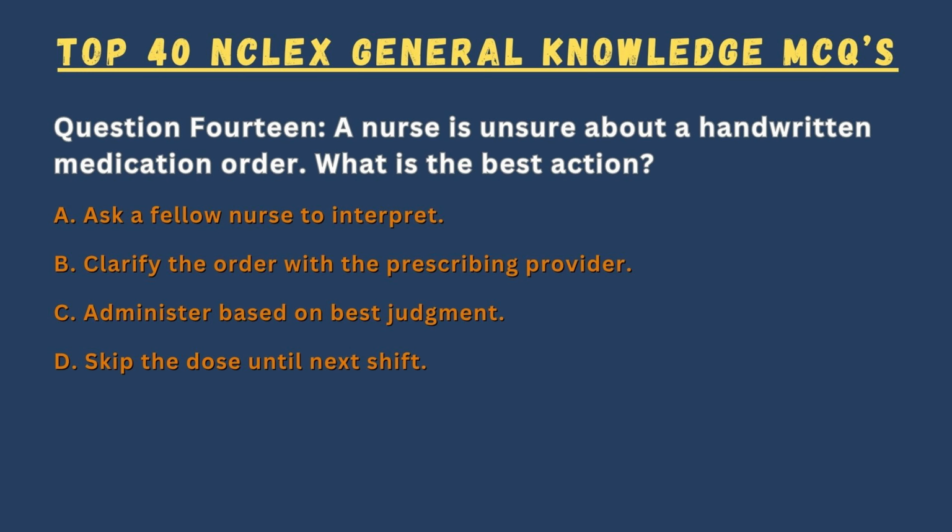Question 14. A nurse is unsure about a handwritten medication order. What is the best action? A. Ask a fellow nurse to interpret. B. Clarify the order with the prescribing provider. C. Administer based on best judgment. D. Skip the dose until next shift.